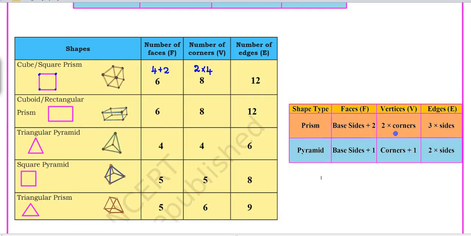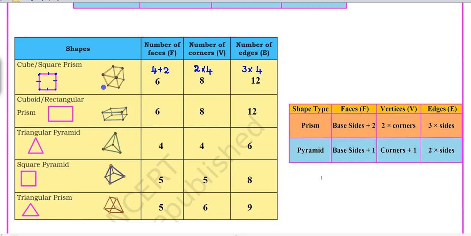Here 2 into the corner. How many corners? 4 corners. We got 8. Now for finding edges, 3 into sides. Okay, 3 into how many sides? We have 4 sides. 1, 2, 3, 4 sides. Okay, 3 4s are 12.